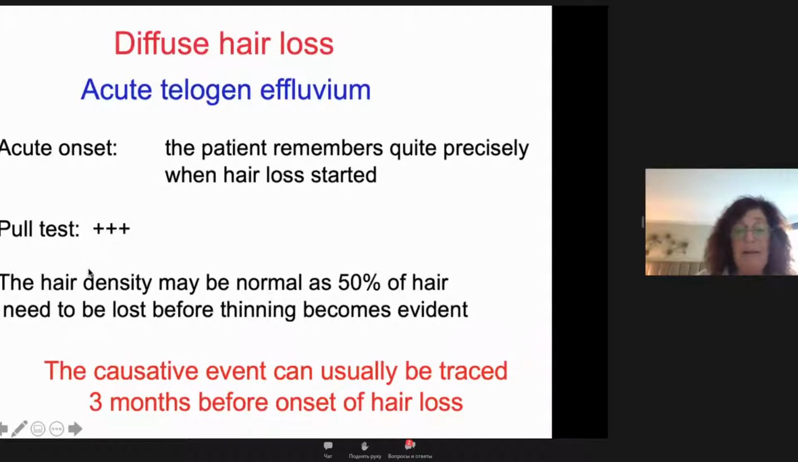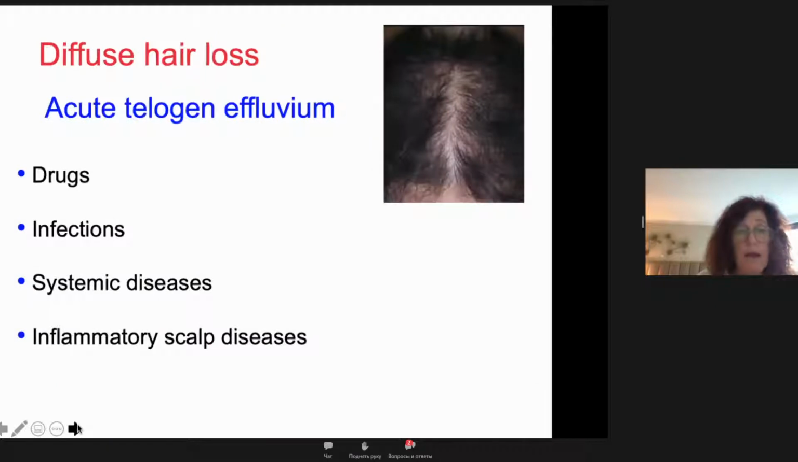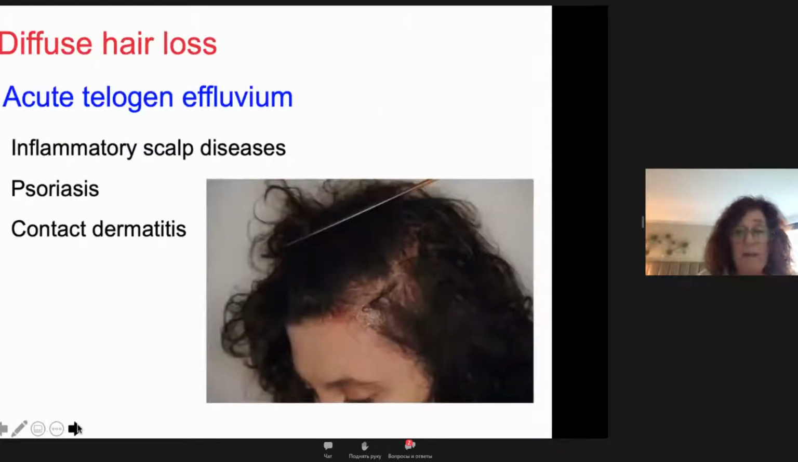The hair density may be normal or reduced. When it's reduced, it means that the patient has lost at least 50% of the hair. Keep in mind that COVID-associated acute telogen effluvium usually starts earlier than 3 months, usually after 2 months from the infection. So it has an earlier onset. And there are many causes: drugs, infections, systemic disease, inflammatory scalp diseases. And keep in mind that scalp psoriasis or scalp contact dermatitis are a common cause of acute telogen effluvium.